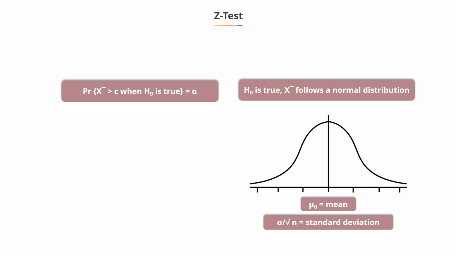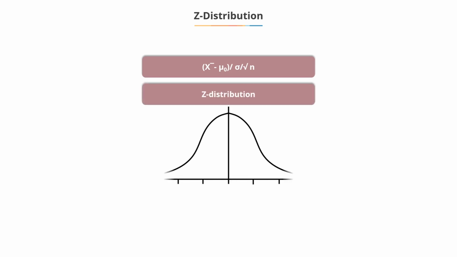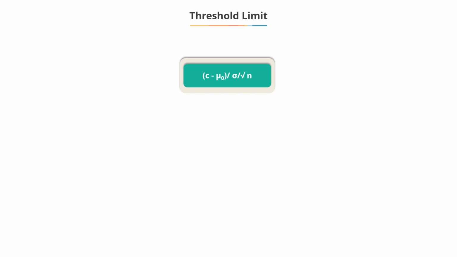Now, prob value of x bar is greater than c when null hypothesis is true equals alpha. Implies prob value of x bar minus mu naught by sigma by square root n greater than c minus mu naught by sigma by square root n when null hypothesis is true equals alpha. Now x bar minus mu naught by sigma slash square root n follows the z distribution, or normal distribution with mean 0 and standard deviation 1, also called standard normal distribution.